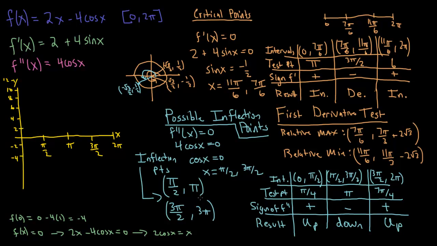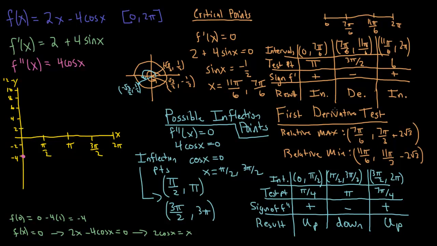All right. Now let's plot some of these points. So we have a y-intercept right there. Now where is a max and where is a min? Okay, we have a relative max at 7 pi over 6. Now 7 pi over 6 is a little bit past pi. In fact, it's pi over 6 past pi. So we have a point above here where we're going to have a relative maximum.